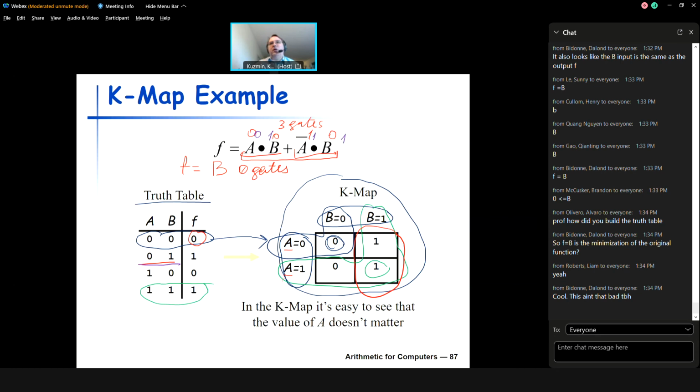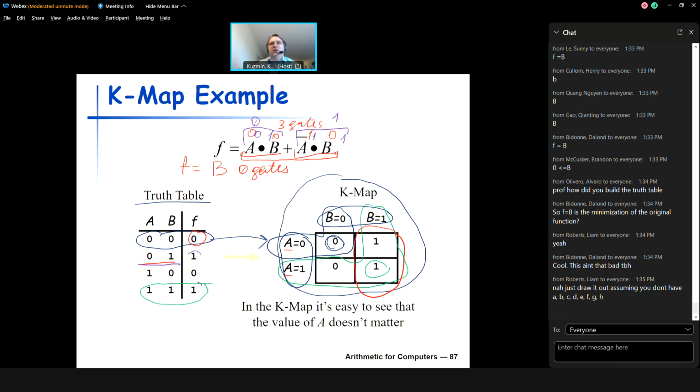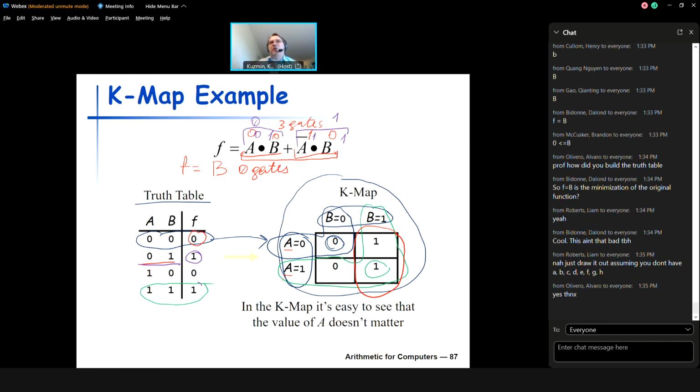So we see that this first term, 0 and 1, is still 0. But this second term is 1 and 1, so it's 1. 1 or 0 is 1. So it's 1. Making sense? And yes, B is the minimization of the original function. The original function was in our sum of products format, and we minimized it to just one variable, B.